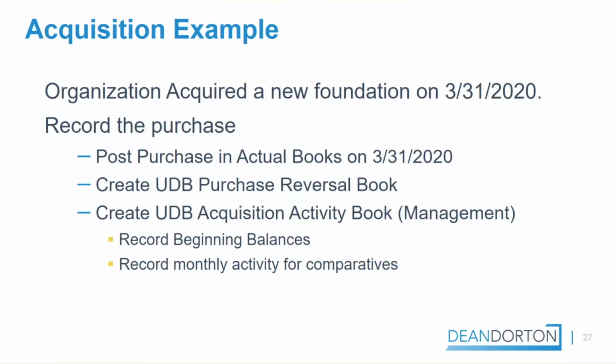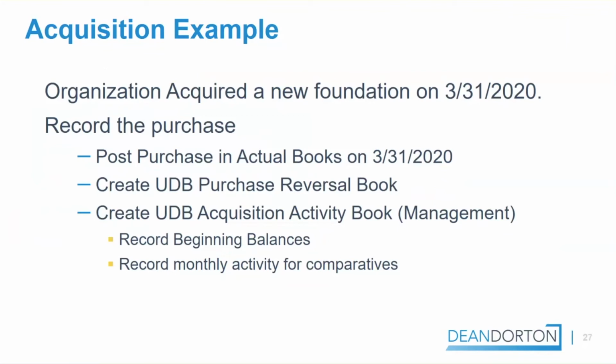But what we would also do is create the management book for the user-defined book for the acquisition activity. So what this would do is allow us to record a beginning balance. Let's just say if this was our purchase on 3/31, it's possible that we recorded 12/31/18 as our beginning balances in this acquisition book, and then we recorded monthly activity for that acquisition for 19 and for the balance of 20. And being able to do that, we're actually able to run comparatives and see how that acquisition is doing compared to current data.